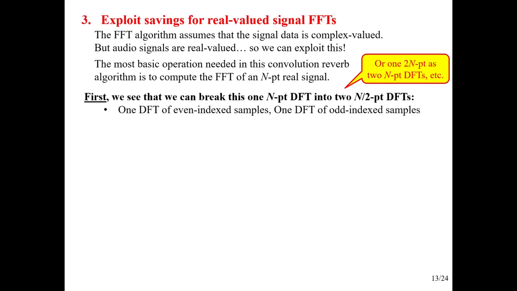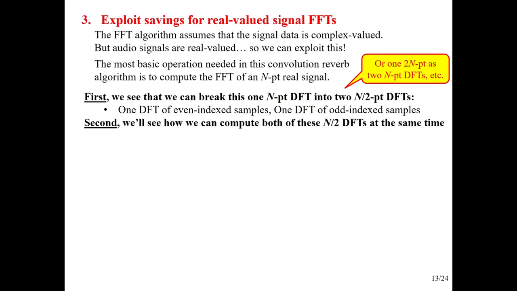So here's the first thing that we can recognize: one N point DFT can be broken into two N over 2 point DFTs. So the way we're going to do that is we're going to take the even indexed samples of the block that would go into this N point DFT, and we're going to take the odd indexed samples. We're going to compute a DFT of the even ones and a DFT of the odd ones, and then fuse those together into the one N point DFT.